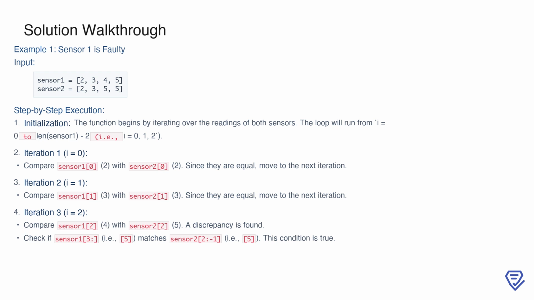In the second iteration, the values at index 1, 3 for both sensors are also equal, so we move forward. In the third iteration, we find a discrepancy: sensor 1 reports 4 while sensor 2 reports 5. At this point, the function checks the remaining values from both lists to see if the shift in values aligns. Specifically, it compares the sublist of sensor 1 starting from index 3 with the sublist of sensor 2 ending at index -1. Since these values match, the function identifies sensor 1 as faulty.